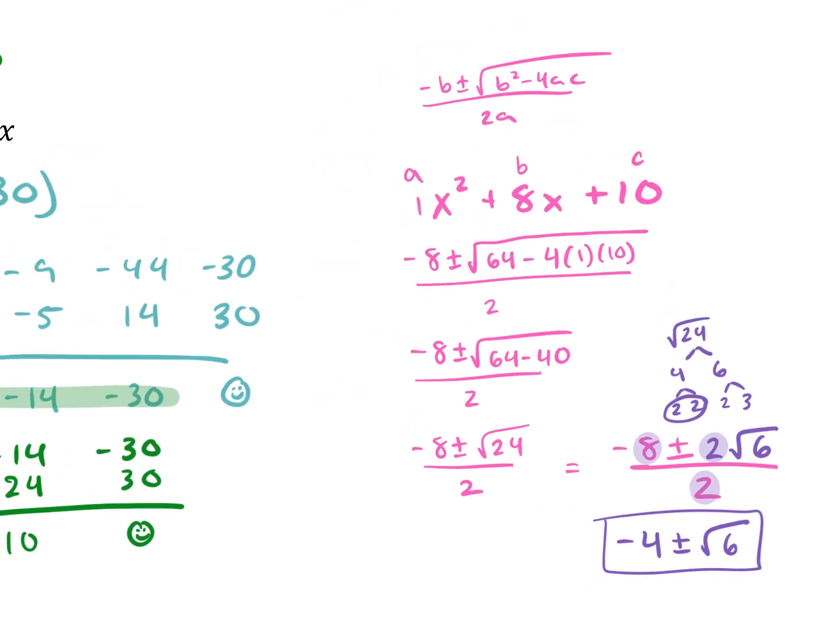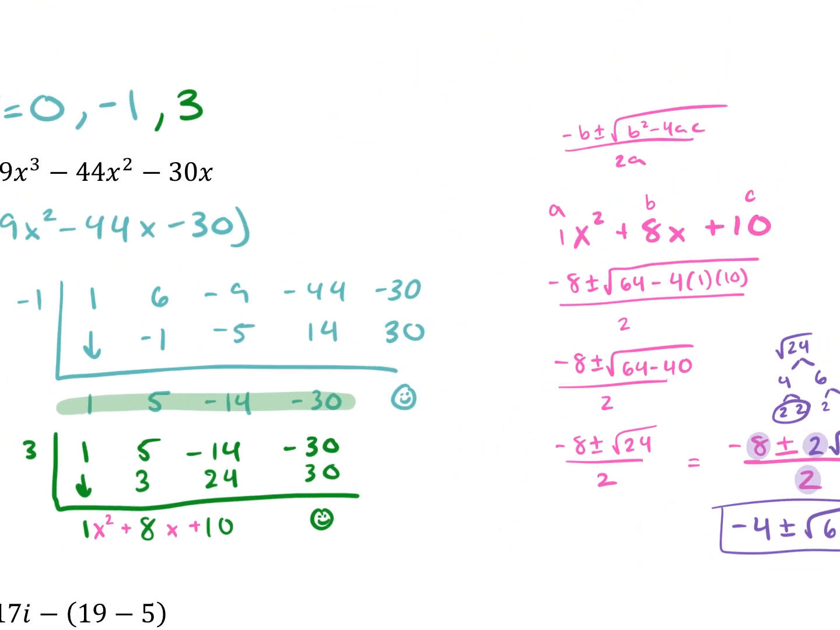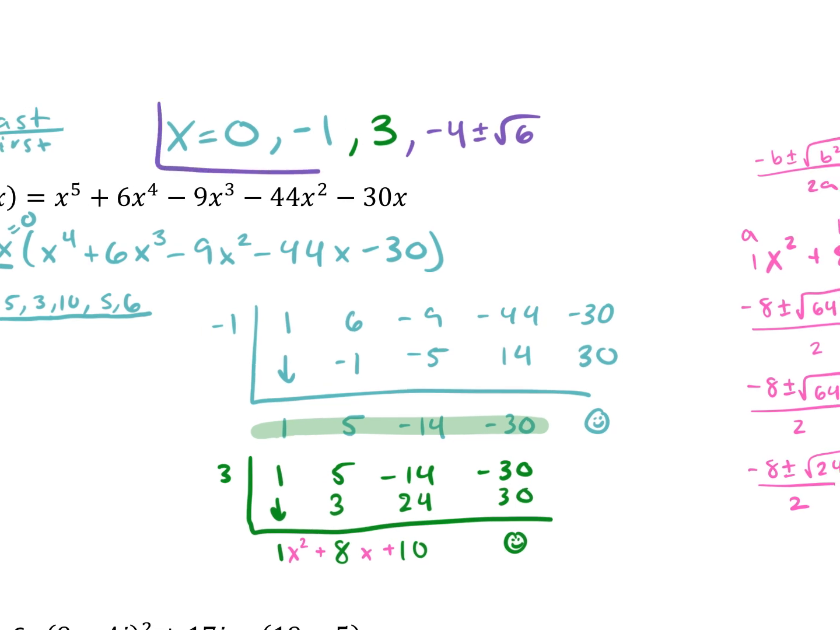So this is our other 2 answers. We couldn't have gotten those using our rational root test because they're not rational. They have a square root, they're irrational. So that's why once you get down to the last 2 that you have left to find, you want to factor. And if it doesn't factor, you have to use your quadratic formula. So negative 4 plus or minus the square root of 6. This is 2 answers. We have negative 4 plus the square root of 6 and negative 4 minus the square root of 6. So these are all 5 of our answers.